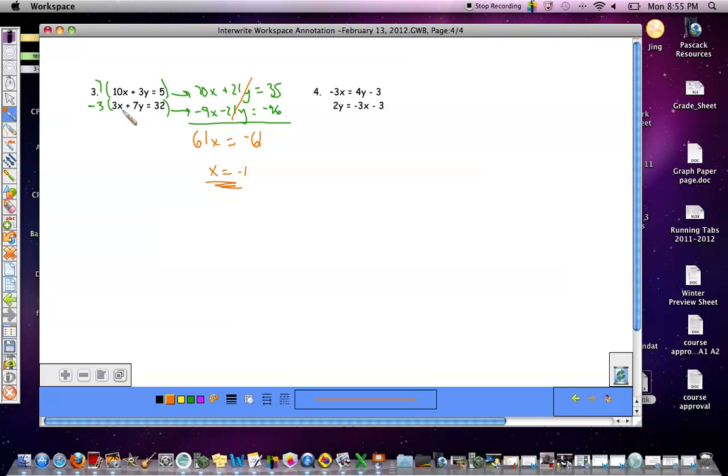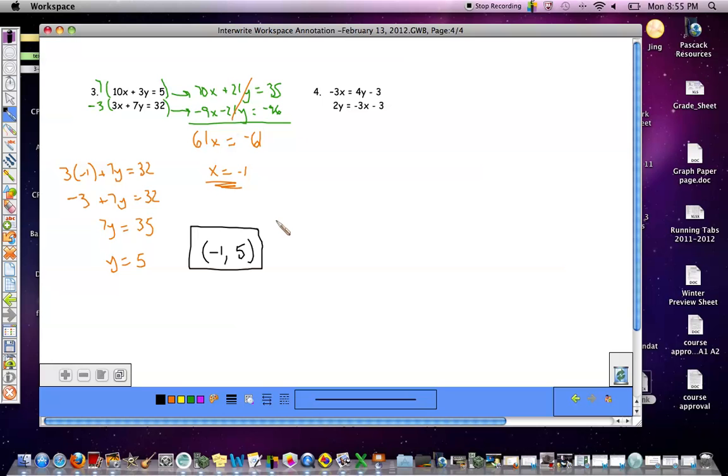Take this, plug it into one of these equations. Doesn't matter which one. I'll plug it into the bottom one. So I have 3 times negative 1 plus 7y equals 32. Okay, 3 times negative 1 is negative 3 plus 7y equals 32. Add 3 to both sides. 7y equals 35. Divide by 7. I get y being 5. So my final solution is going to wind up being negative 1, comma 5.